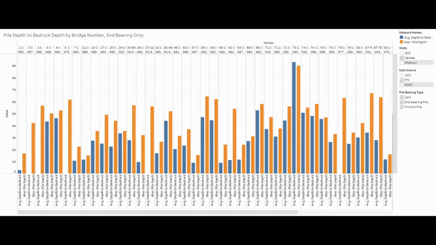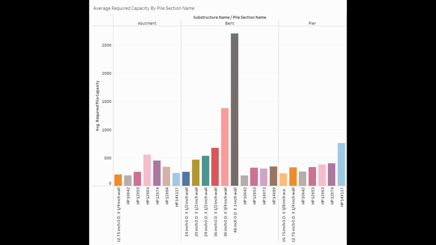So this is another useful graphic that we can produce in our data analytics package where you have pile depth versus bedrock depth. The orange is the max pile depth and the blue is the average depth to bedrock. So you can see in general the difference between those two plots is the typical penetration of the piling into bedrock for that job. And this is very useful for getting an idea of how long the piles need to be at a given project. And it's good too to generate plots like this showing historically what have been the average required capacity by given pile section size and type. So you can see we have H-pile sections as well as pipe pile sections.